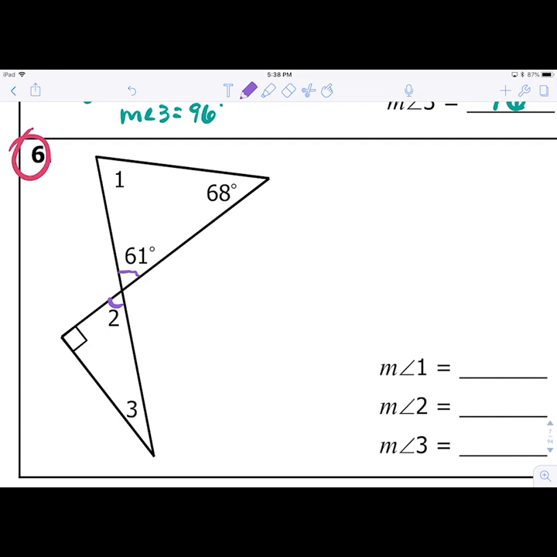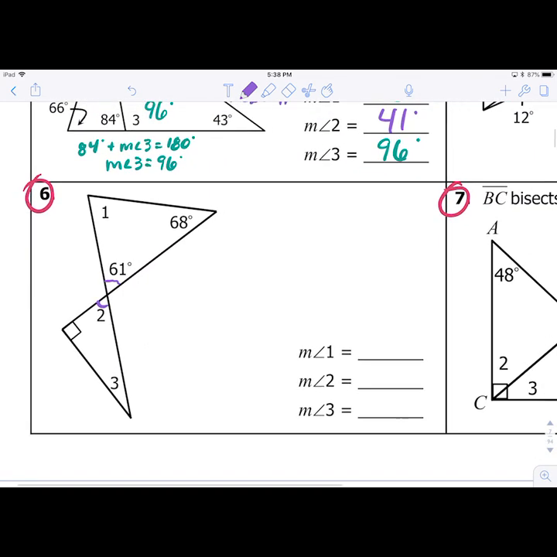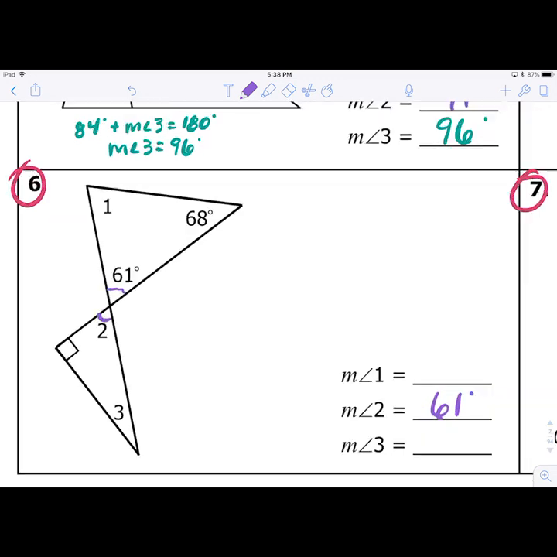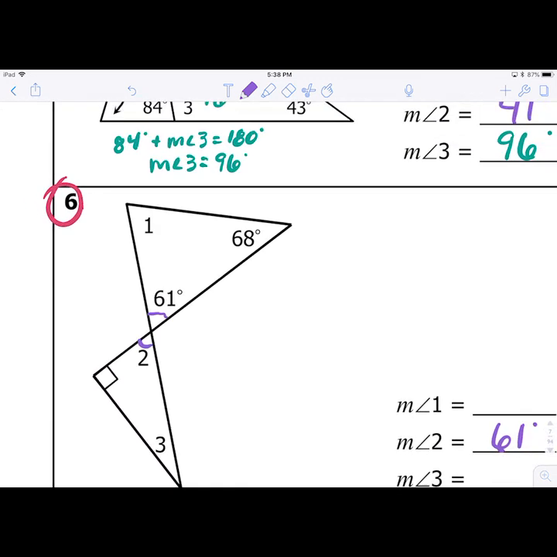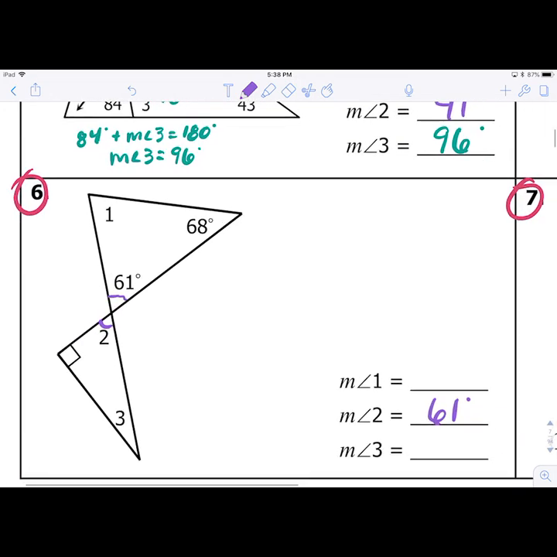Well, we know that vertical angles are always congruent to each other by the vertical angles theorem, right? So I know right off the bat, the measure of angle 2 is 61 degrees. That is super easy. All right, so now you can do either one, right? Measure of angle 1, let's just knock that out.